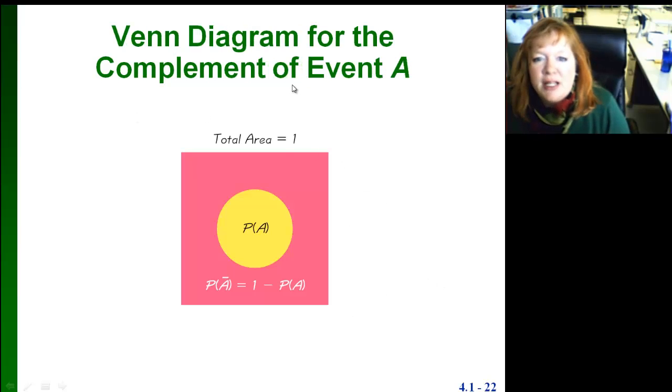So if we look at a Venn diagram, we have these circles. If our total area is 1, the probability of A is in this Venn circle here. The probability of the complement is 1 minus that probability. That's a visual for you.